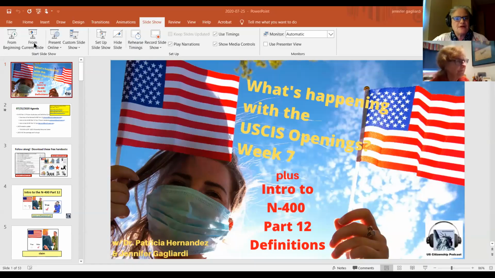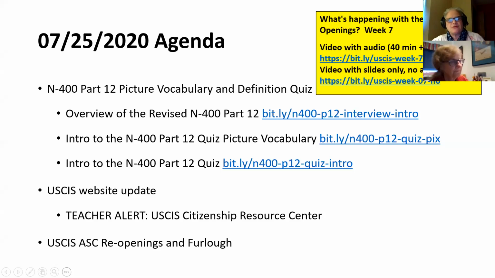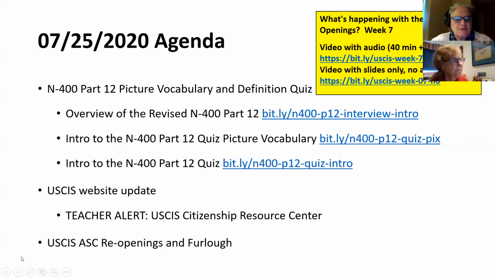Okay, yes, of course. All right, so let's basically share what we're going to do today, all right? From the current slide, this is week 7, believe it or not, for the USCIS reopenings. And this is what we're going to be talking about today. We're going to go over some information about Part 12, but we're going to start from the beginning. We're going to use some picture vocabulary with this. We're going to do some definitions and a quiz.